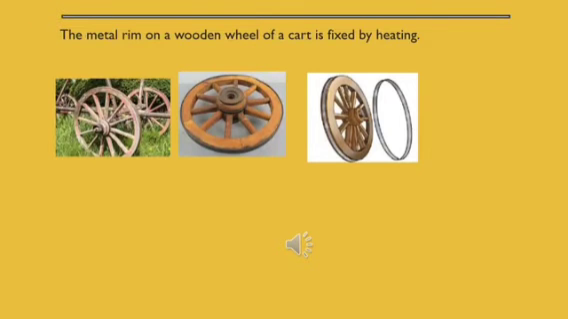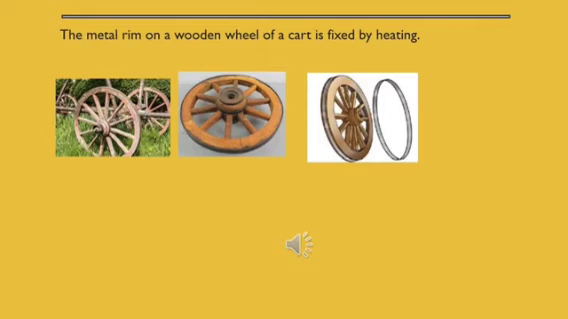Let us look into one more example where changes occur on heating. Now you can see the pictures of the bullock cart wheel. The wooden wheels, if you have observed, if you are staying in a village, you would have observed the wheel of the bullock cart. If you have observed closely, you would have found that there is a wooden wheel around which you can find a metal rim, a metal ring like structure which is stuck tightly to the wheel.